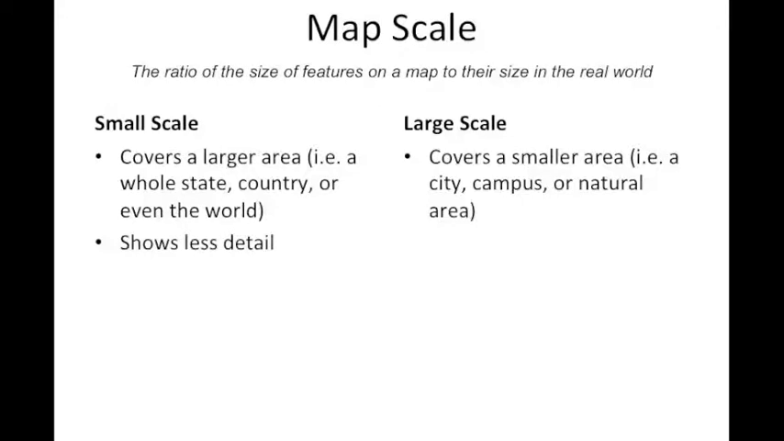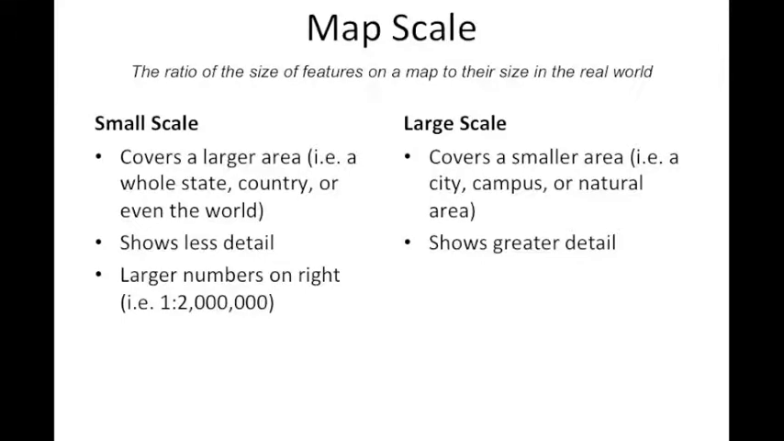So small scale shows less detail because, again, we're looking at a big area. And then also scale is represented as a ratio. So I just put up examples of a small versus a large scale ratio. Any way that you can get it to stick, it's kind of hard. Small scale has a big number on the right. It's a little bit backwards, but it'll stick eventually.